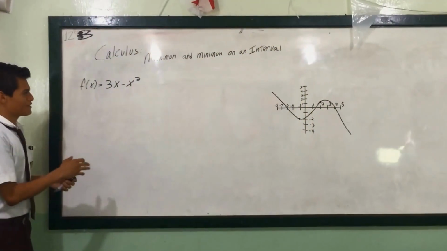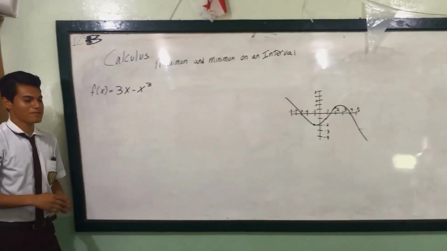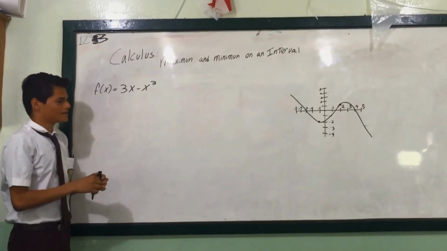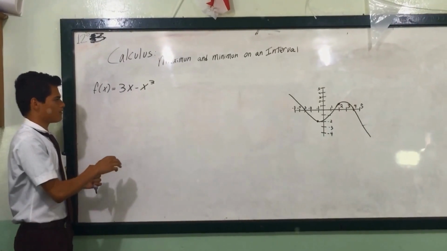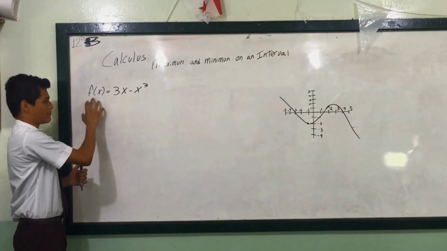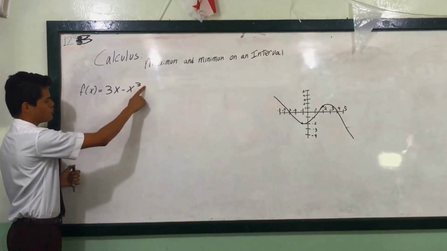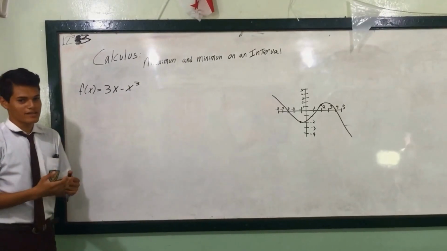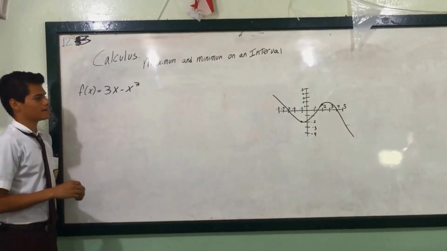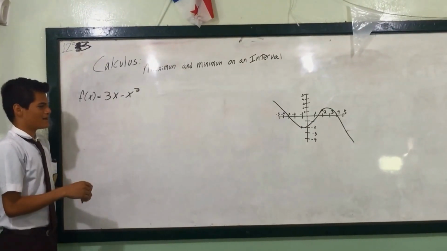Hey, today I'm going to explain what calculus maximum and minimum on an interval is. Mainly this is about finding the critical points, and it's about an equation. For example, this one: f prime of x equals 3x minus x cubed. Now, my understanding is that critical points are where the derivative equals 0 or doesn't exist.